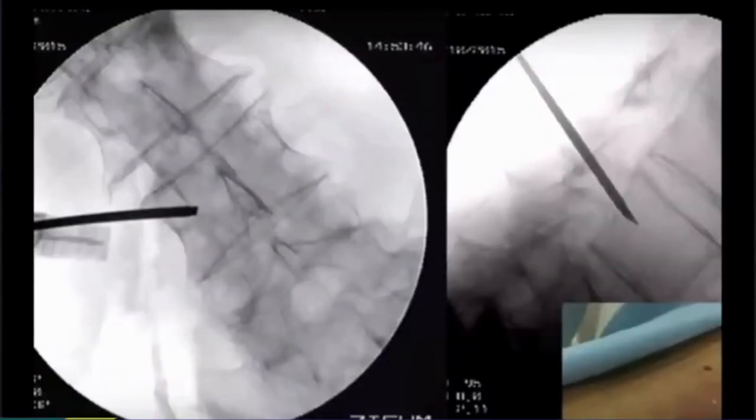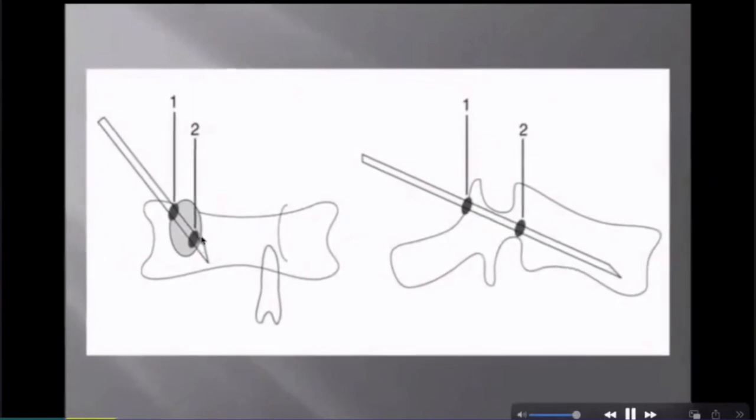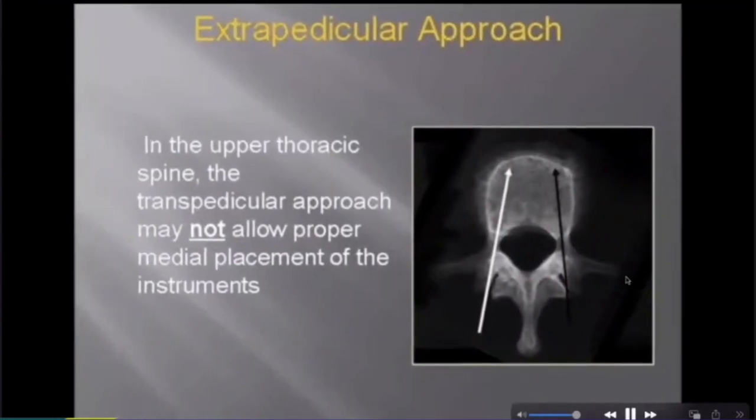Second important step is injecting the cement inside the body without leaking into the posterior canal. This is just a two-step procedure. And this is the medial part of the pedicle. We don't breach it until we're inside the vertebral body. Now we don't have to see the oblique view. We see AP and lateral only.